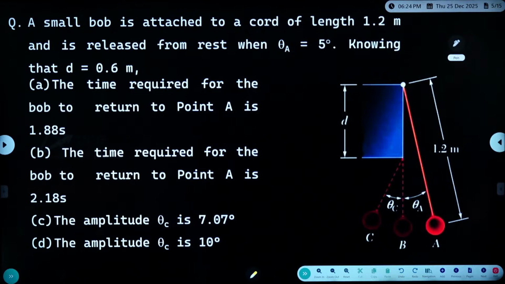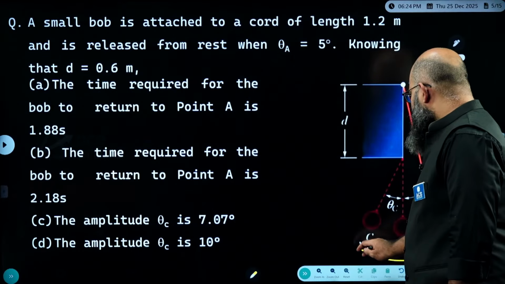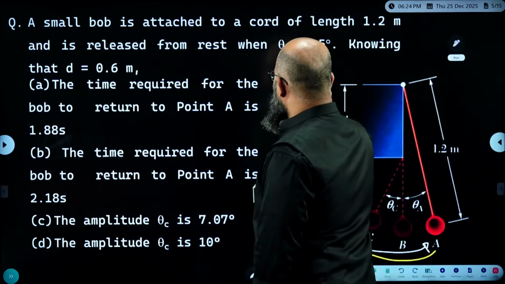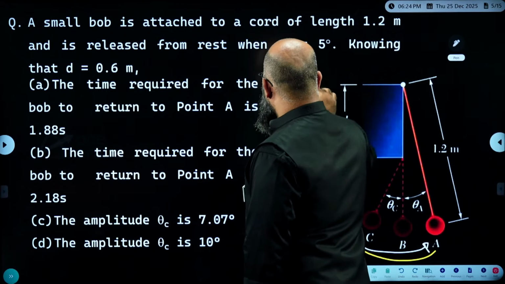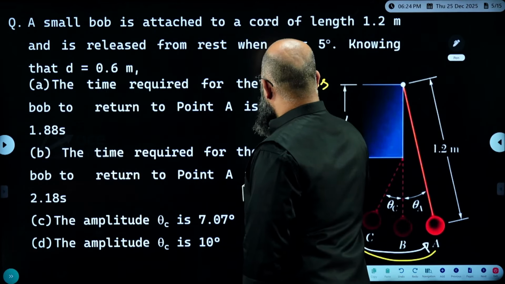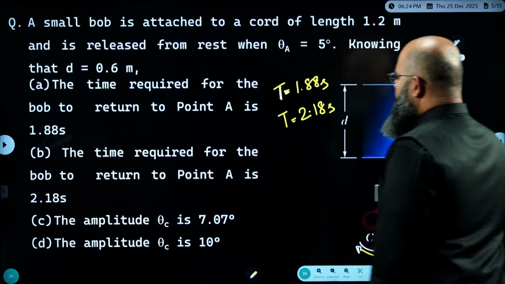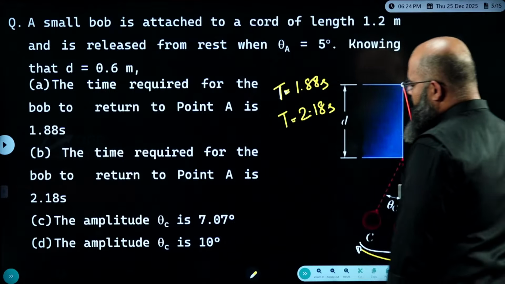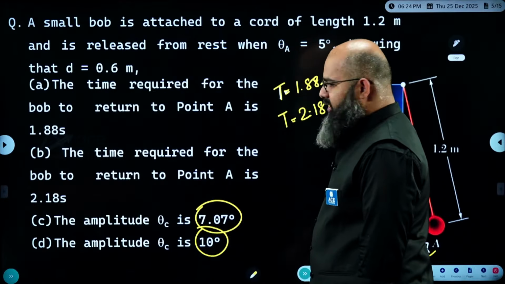Option A, time required for bob to return to point A. So basically he is asking the time period. He has given 2 options for the time period of oscillation: one is 1.88 seconds and the other is 2.18 seconds. The amplitude theta c is equal to how much? He gave 2 options for theta c also, 7.07 degrees and 10 degrees. Let us see how to solve this particular question.